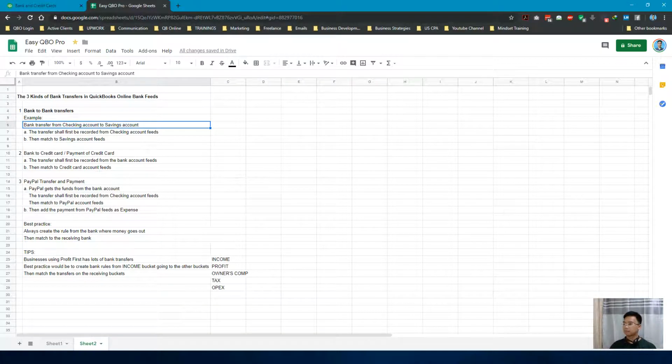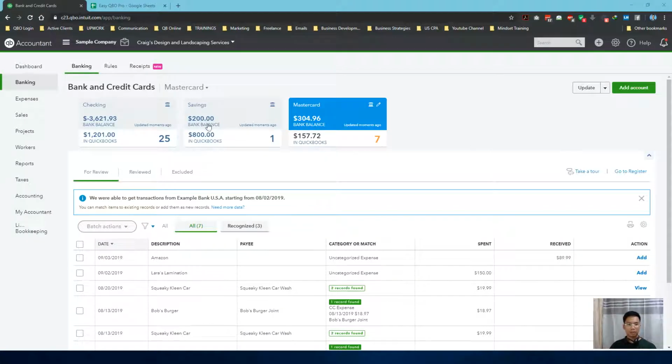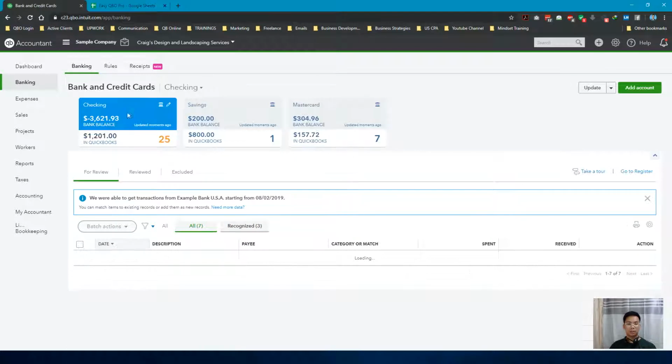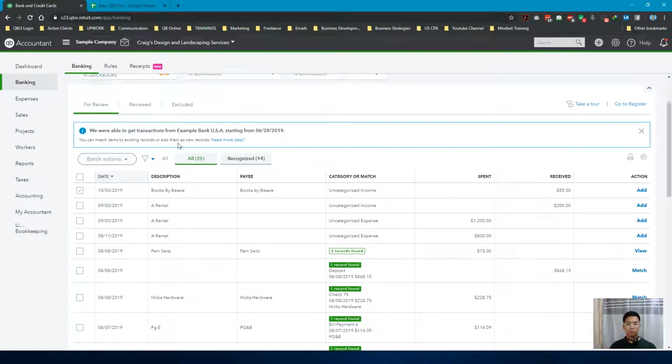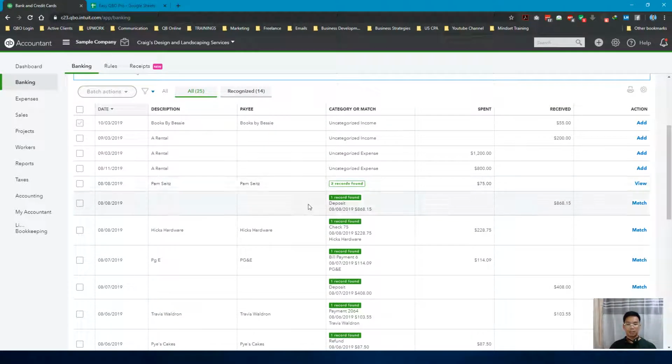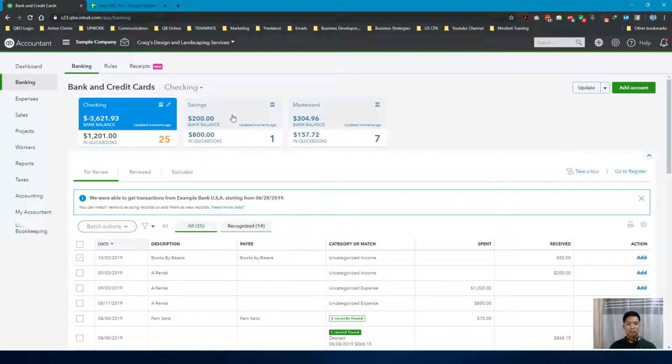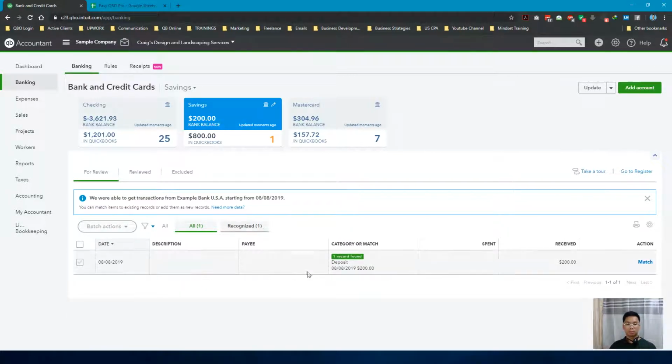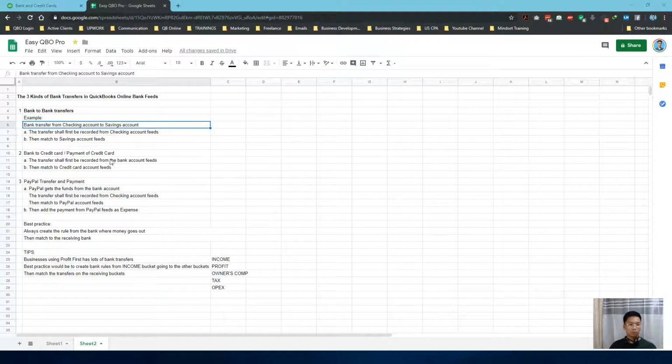Okay, so for purposes of additional demonstration or explanation, for example, if you have transferred an amount from checking to savings, then we will record the transfer here on the checking bank feeds. And then after recording the transfer, of course, you need to match the transaction right here on the savings bank feeds.